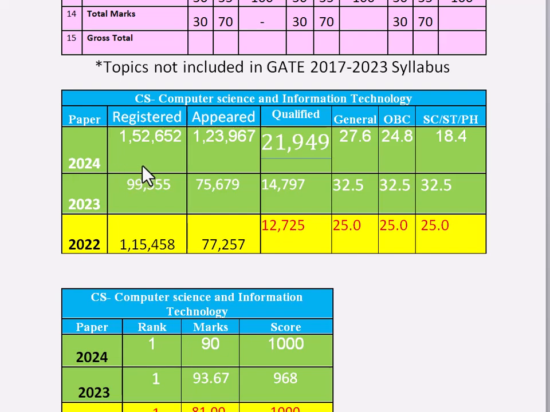In 2024, the number of candidates registered were 1,52,652 and the candidates appeared were only 1,23,967, and out of this only 21,949 candidates were qualified, and in this the general category cutoff mark is 27.6 and for OBC it was 24.8 marks. For SC, ST, PH, 18.4 is the qualifying mark or cutoff mark.